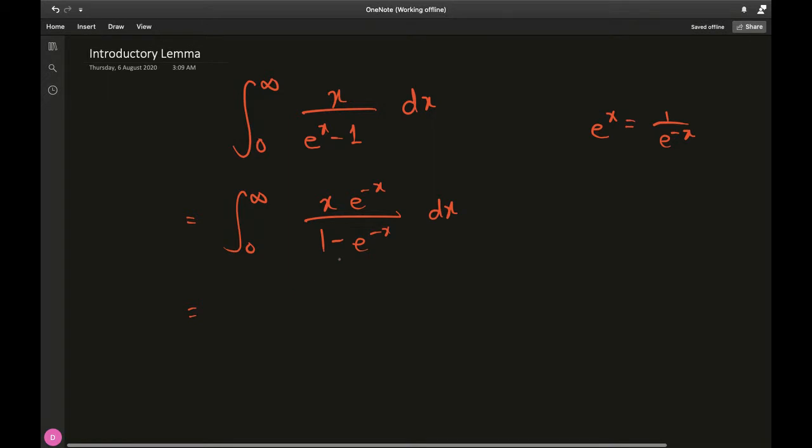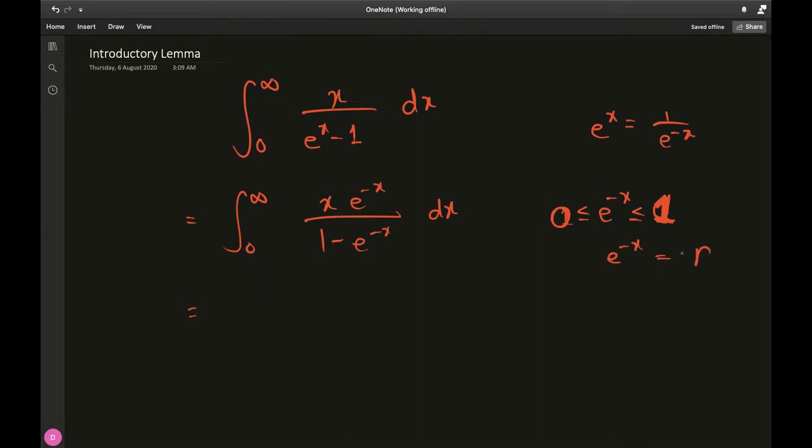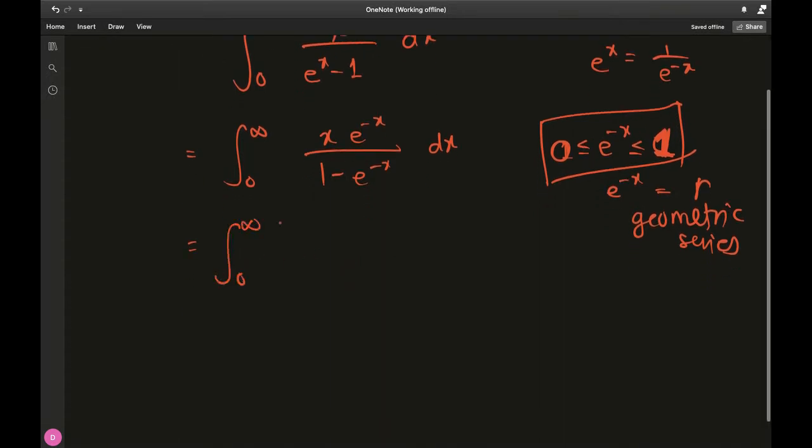Okay, and now notice that e to the negative x, when you plug in 0, is going to be 1. And e to the negative x, when you take the limit as x tends to infinity, is going to go to 0. So e to the negative x is less than or equal to 1 and greater than or equal to 0. So if we let e to the negative x be our common ratio for a geometric series, we can see because of this fact that it is certainly within the radius of convergence. So we can use the formula for the infinite geometric series.